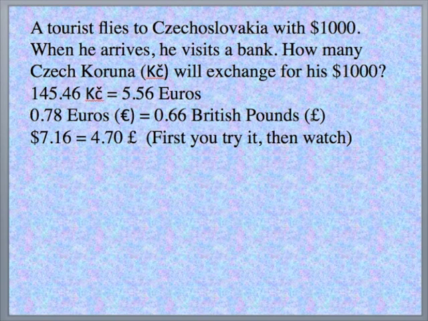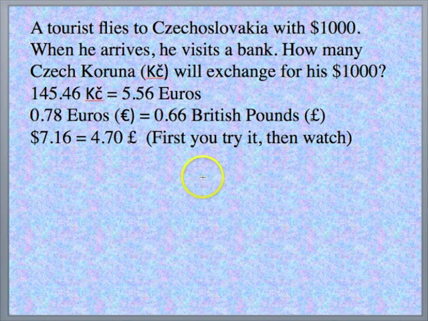So we have 3 conversion factors. 145.46 Czech koruna equals 5.56 euros. 0.78 euros equals 0.66 British pounds. And $7.16 equals 4.70 British pounds. So how would we do this? What I want you to do is pause your playback, you try and do it, then come back to the video and we'll go over it.